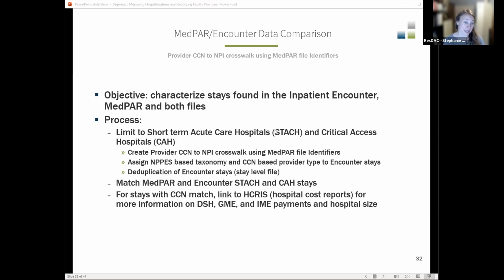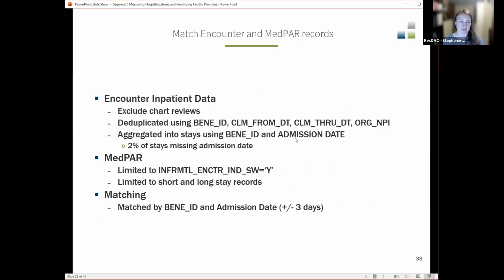And then we had to do some deduplication of the encounter stays, and some rolling up, to get to a stay level file. Then we could look to see, do we think this is the same stay as what we see in the MedPAR? Which ones are we missing? So we matched those two. And for stays where we did have a match, with the CCN match anyway, we were able to link to the cost reports and get some more information about those hospitals to try to better characterize maybe who's missing from the MedPAR. And so we'll talk about that here.